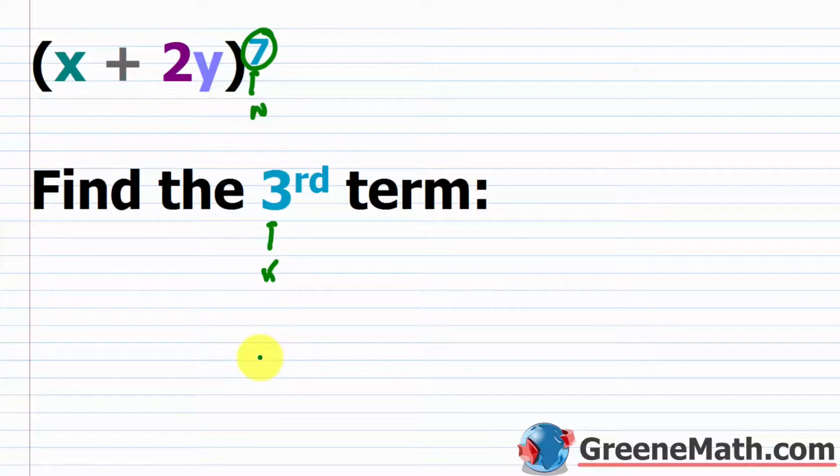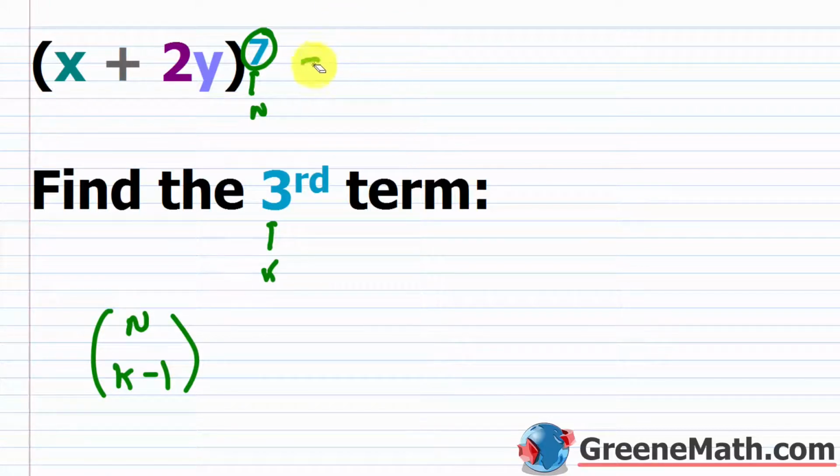So what you're going to say is that the coefficient is n choose k minus 1. Okay? So in our case, n is 7. So n, let me write this here. So n is 7, and then k is 3. So 3 minus 1 is 2. So you can have 7 choose 2. That's the first part. Then times.